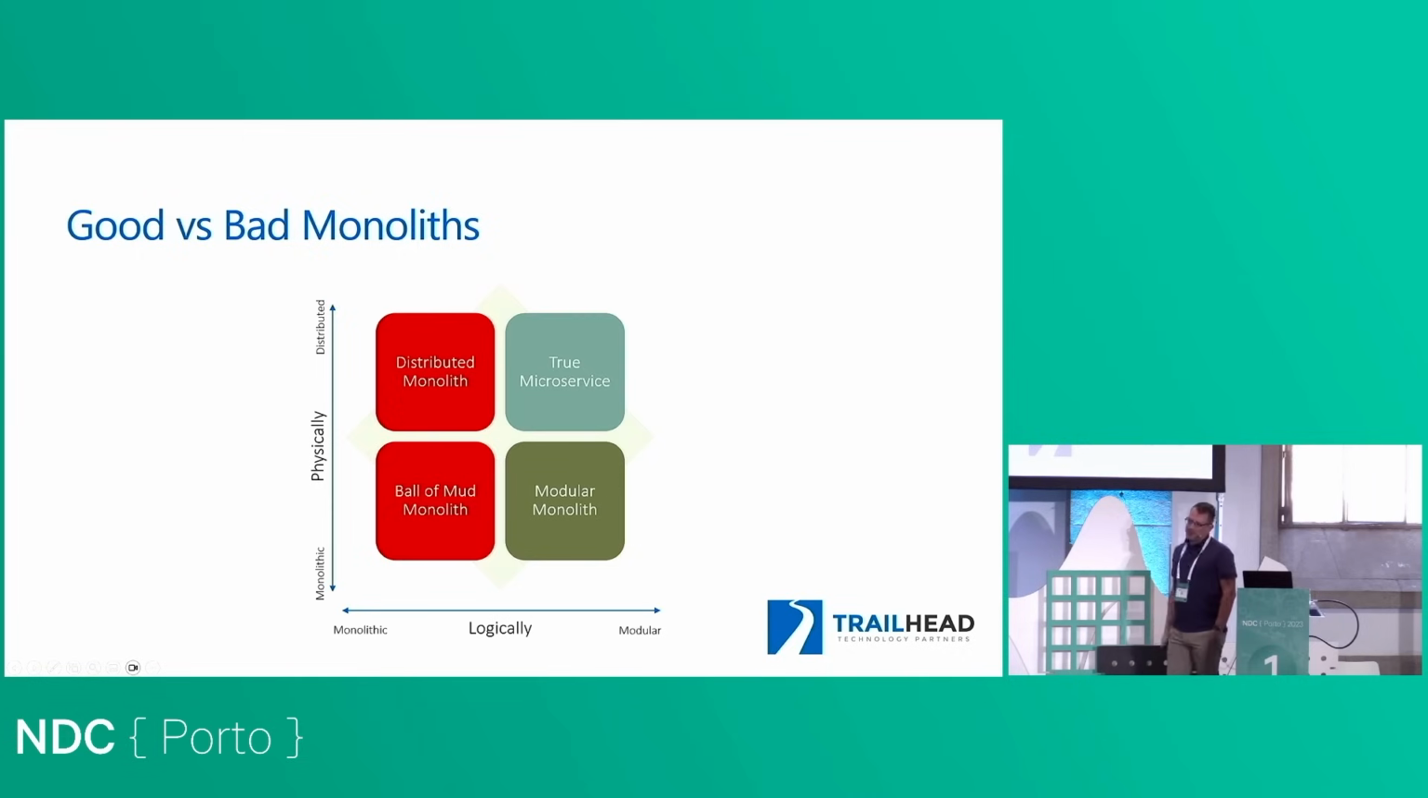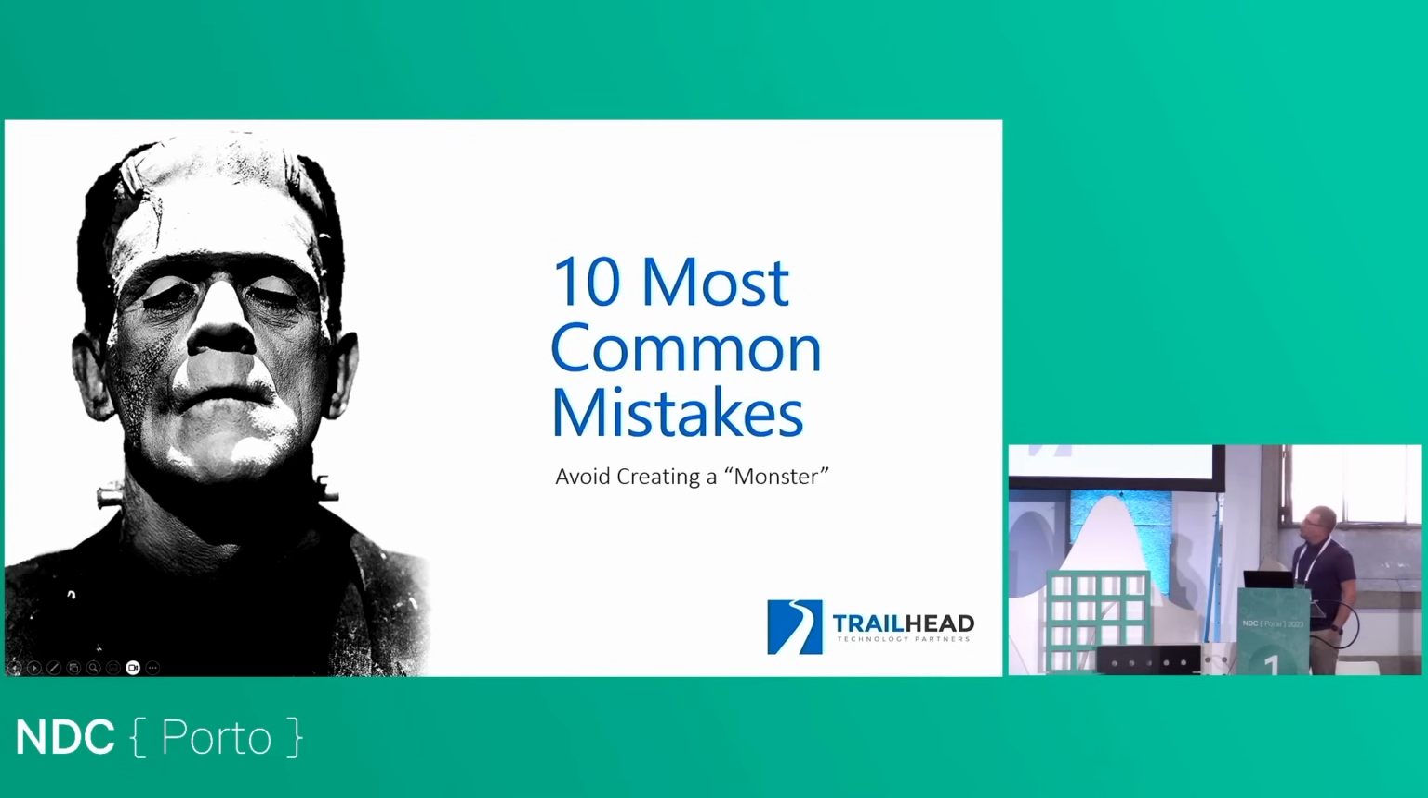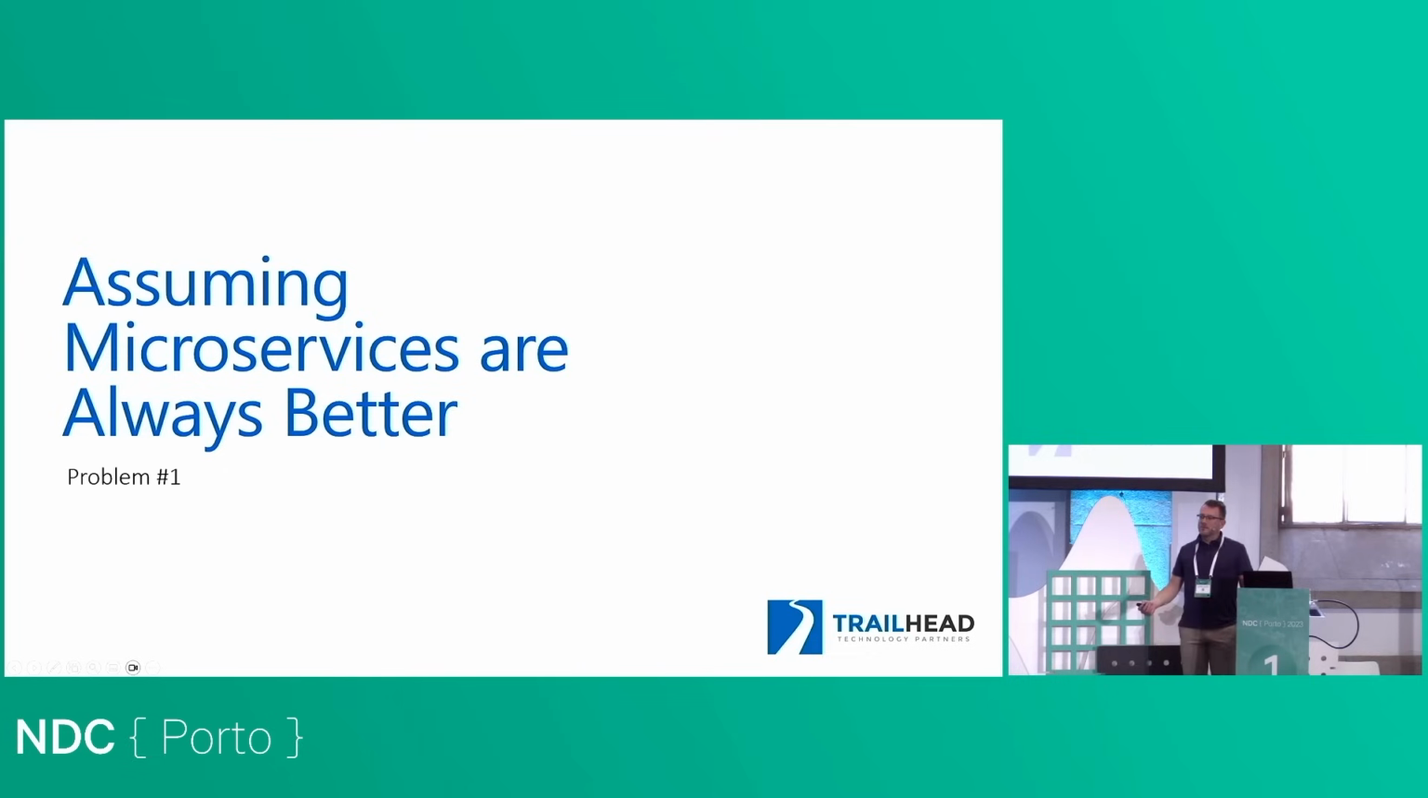And then you end up with true microservices up there in the corner where you've got it both physically distributed and logically modular. So now that we're all on the same page, hopefully, about those terms, let's jump into these 10 most common mistakes that I've seen companies make over and over again. The first one, maybe this one won't surprise you at this point in this talk, but number one is assuming that microservices are always best.